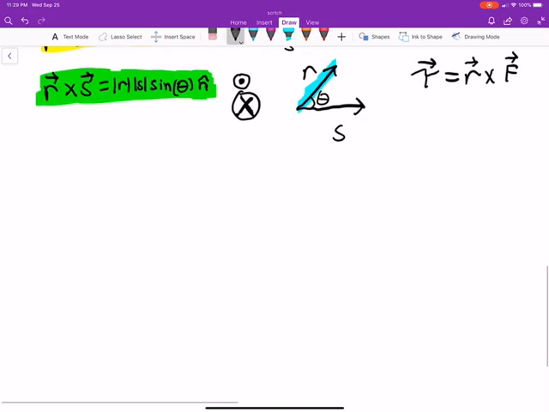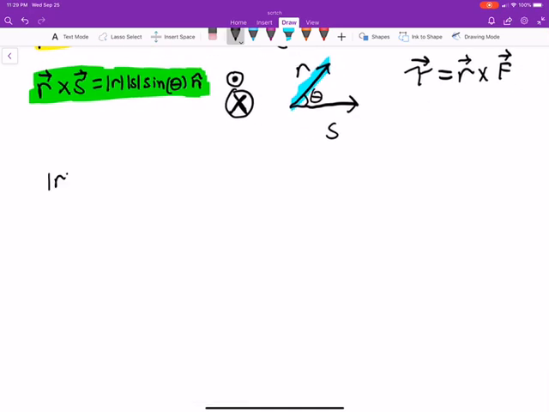To find the magnitude of a vector, say the magnitude of R, that's just the square root of R1 squared plus R2 squared plus R3 squared. Hopefully you guys know this, but I'll mention it because maybe it's helpful.